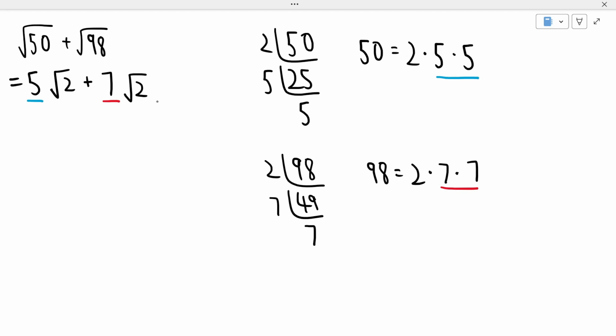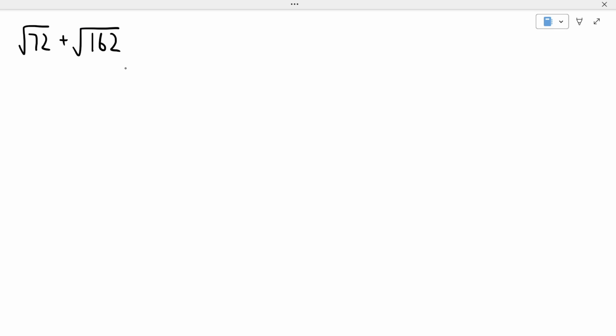So if we look at the expression 5 square root of 2 plus 7 square root of 2, we can simplify this by combining like terms because both 5 square root of 2 and 7 square root of 2 have the square root of 2 term in common. 5 plus 7 is equal to 12. So 5 square root of 2 plus 7 square root of 2 is just equal to 12 square root of 2. And this is our final answer. Alright, so let's do another similar example.